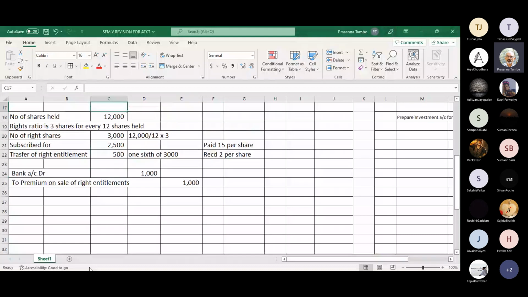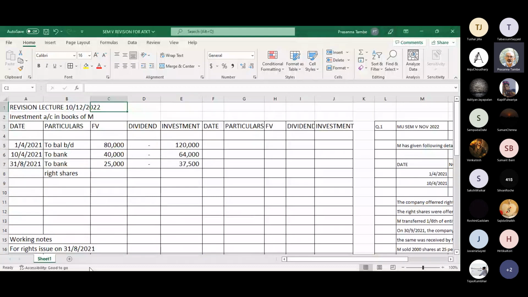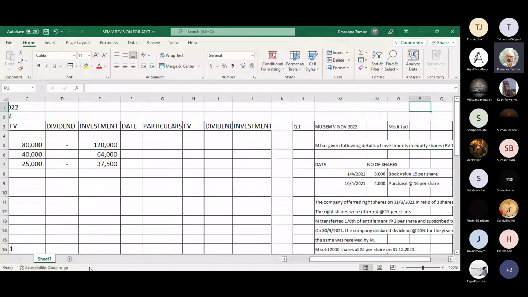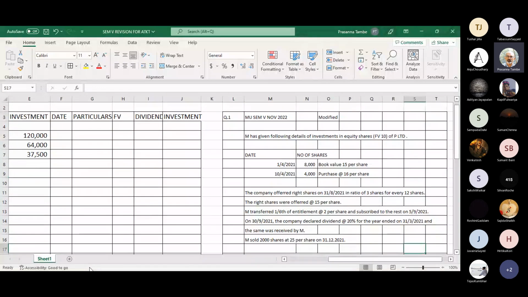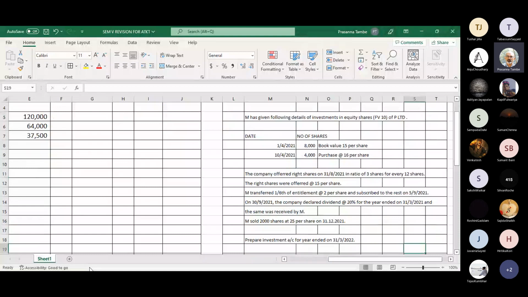So let's proceed with the further information. We have accounted for rights, we have accounted for sale of right entitlement. Now let's come to the next part of it. Next part says that he has received now dividend on 30th September. The dividend declared is 20% for the year ended on 31st March 21, and the same was received by him.